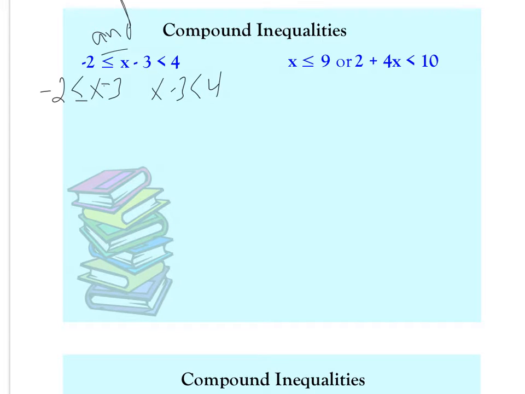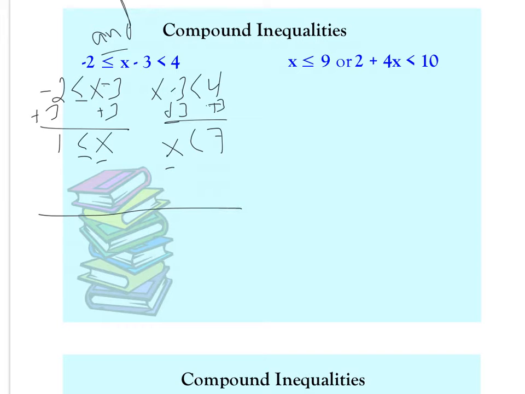Split it up. Now you have two inequalities that you need to solve. So add 3. I get 1 is less than or equal to x. Here I'm going to add 3. I get x is less than 7. So this means I always agree with the variable first. x is greater than or equal to 1 and x is less than 7. So greater than or equal to 1 will be a closed circle going that way. Less than 7 will be an open circle going left. So anywhere in that middle area is going to satisfy the values for x.